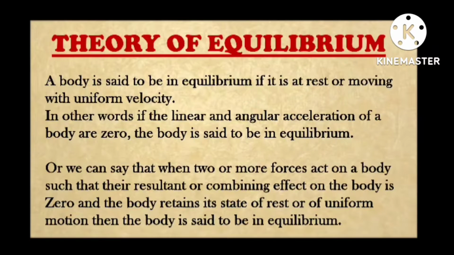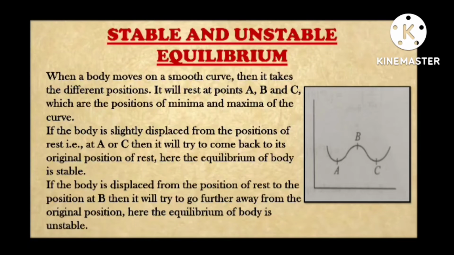Now, what is theory of equilibrium? A body is said to be in equilibrium if it is at rest or moving with uniform velocity. In other words, if the linear and angular acceleration of a body are zero, the body is said to be in equilibrium. Or we can say that when two or more forces act on a body such that their resultant or combining effect on the body is zero and the body retains its state of rest or of uniform motion, then the body is said to be in equilibrium.